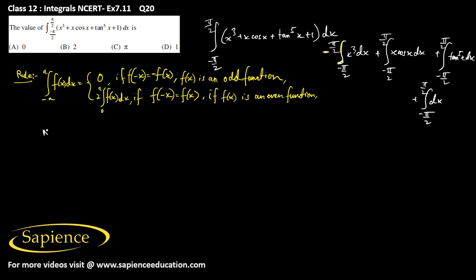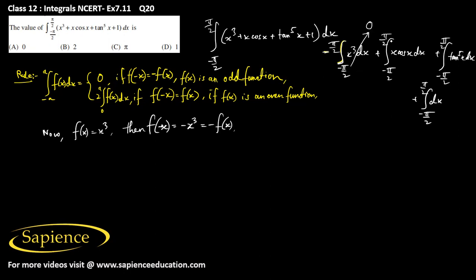So now here you can see, if I take the function f of x equals x cube, then we see f of minus x equals minus x cube, which is equal to minus of f of x. So it is an odd function. So therefore integral minus pi by 2 to pi by 2 of x cube dx will become 0.